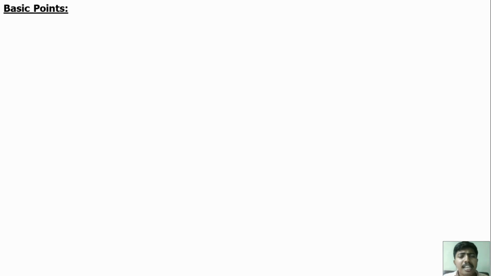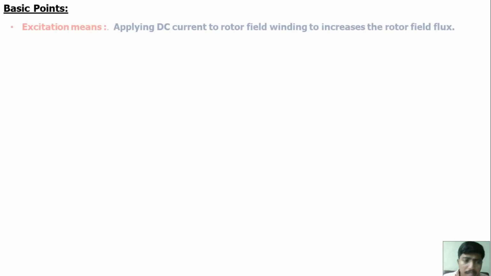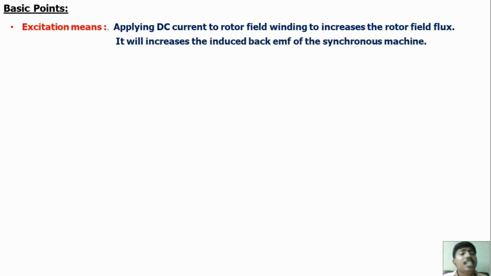First, we will discuss the basic points. What is meant by excitation? For synchronous machine operation, we have to give a DC supply on the rotor side. So excitation means applying DC current to the rotor field winding to increase the rotor field flux. By the excitation, it increases the induced back EMF of the synchronous machine.